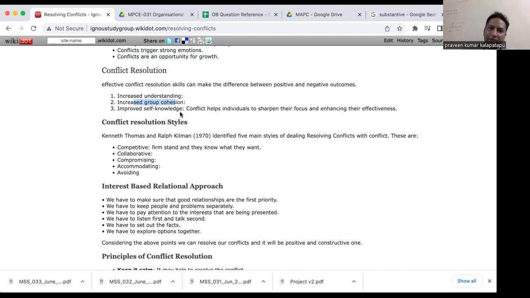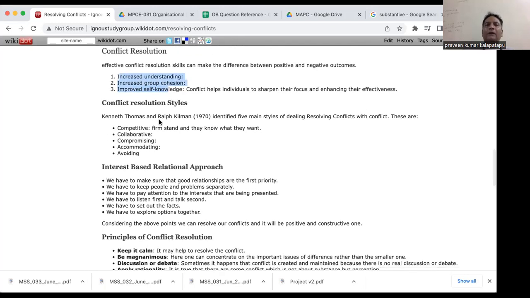Basically, I need to be able to go and talk to others and have a healthy relationship with others within the group. And self knowledge. You need to have real knowledge, so that after understanding, you should be able to give solutions. You should have an effective way of solving that particular problem. So your self knowledge should be there. These are the three main aspects that you would require to do conflict resolution.